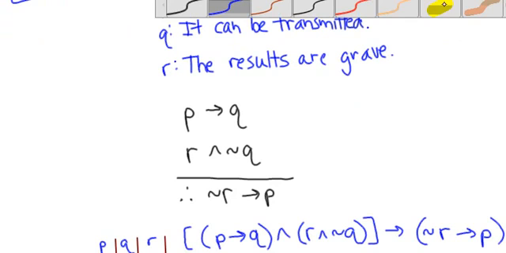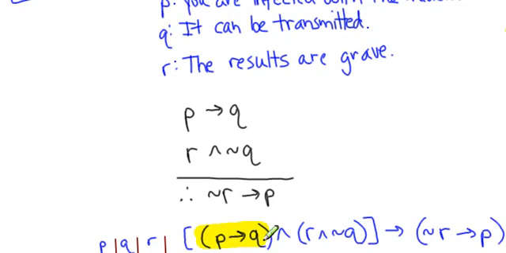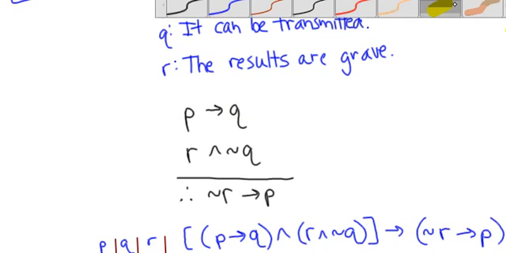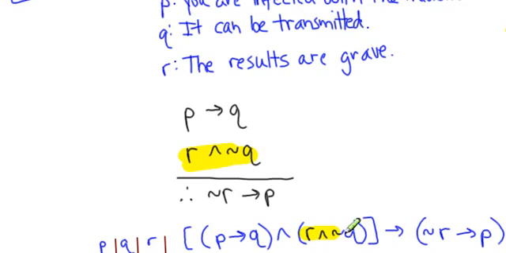We have premise 1, we have premise 2, and then connecting those, it is a conjunction. So premise 1 and premise 2 becomes the antecedent of the conditional statement. And we're saying if premise 1 and premise 2 happen, then the conclusion necessarily will occur.